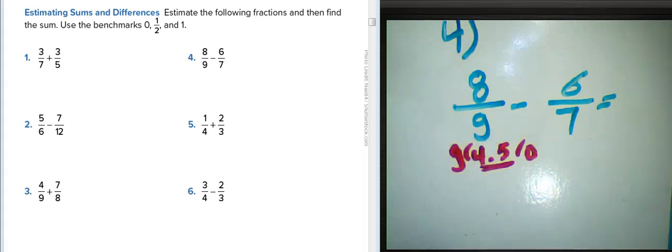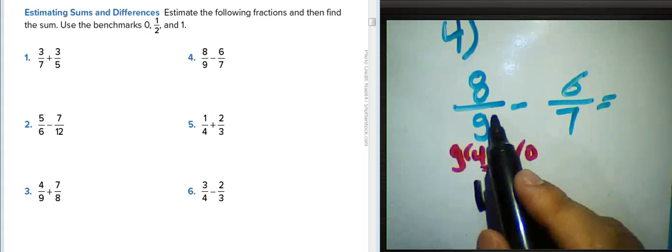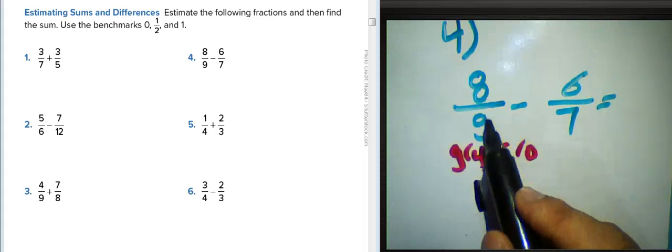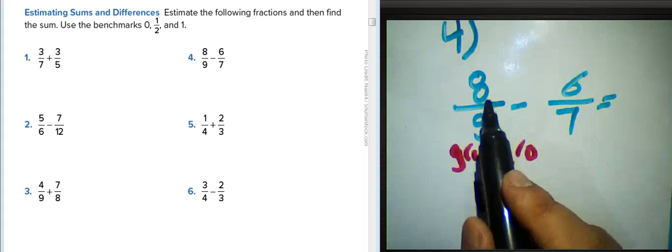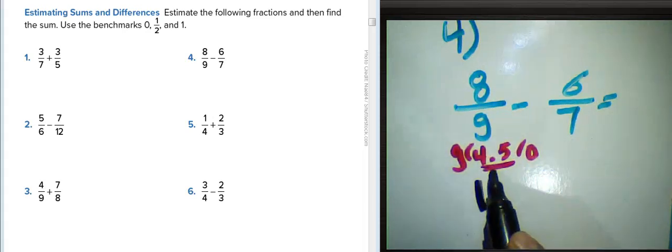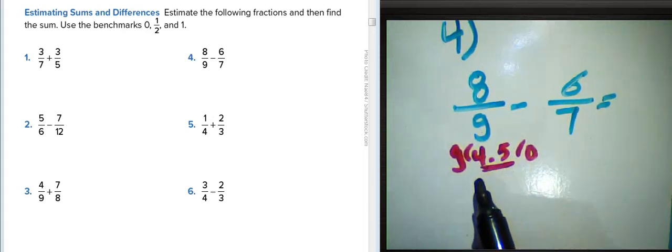And ask yourself, is 8 nearest to 4.5 or 9? We know 8 is nearest to 9. Then we must write 1 here. Then we can estimate the fraction 8 over 9 as 1, because it's more than half of 9. So you must estimate this fraction as 1.